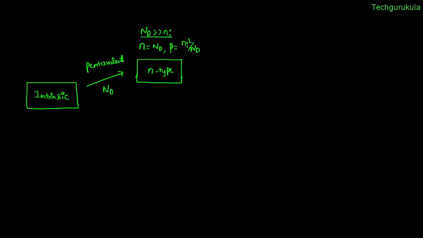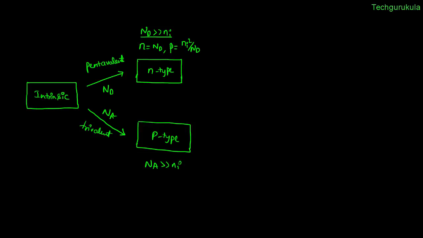Now let me take another case where I'm taking the same intrinsic semiconductor and doping it with a trivalent impurity, where the concentration I'm assuming is Na. In that case we have a p-type semiconductor, and we are also assuming that Na is far greater than Ni, so that we can write the hole concentration in this semiconductor as Na, and the electron concentration would be Ni square over Na.